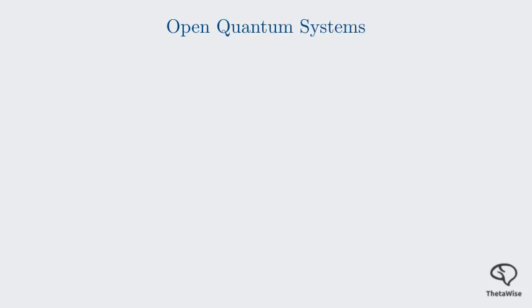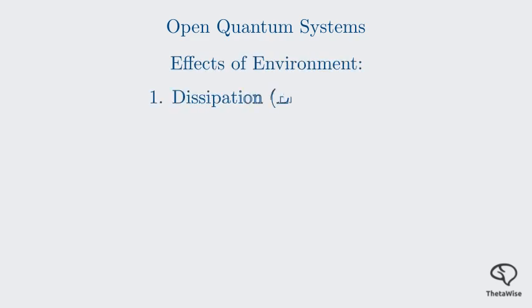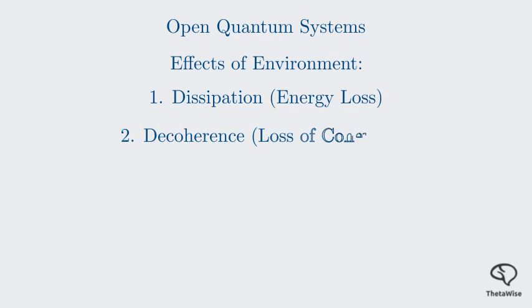An open quantum system is a system that is coupled to an external environment or bath. This interaction causes the system's state to evolve in a way that is not described by the simple Schrödinger equation. The environment can cause two major effects: dissipation and decoherence. Dissipation is the loss of energy from the system to the environment, like friction. Decoherence is the loss of quantum coherence, which is the ability of a system to be in a superposition of states. Decoherence is what makes the quantum world look classical.